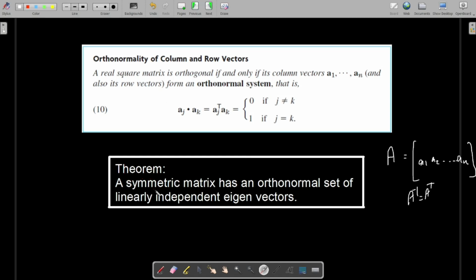The second result says, a symmetric matrix has an orthonormal set of linearly independent eigenvectors. Suppose A is a symmetric matrix. Symmetric means A transpose equals A itself. Suppose you have a matrix like this. Then if you find the eigenvectors of this matrix A, or the basis of linearly independent eigenvectors, then it forms an orthonormal set of vectors. So we will be using these two results in our coming discussions.